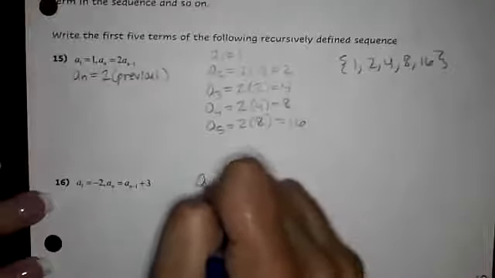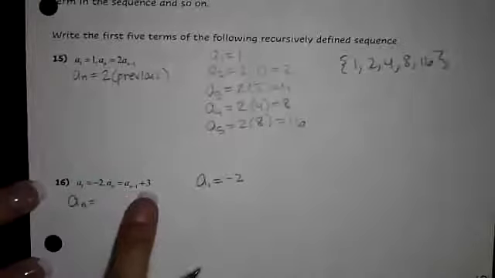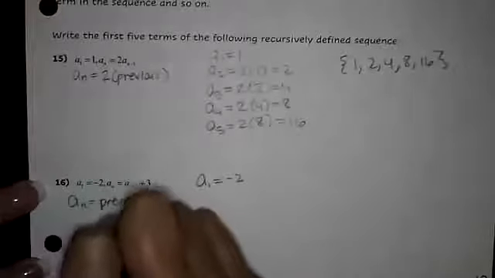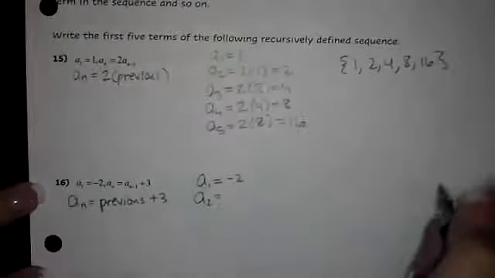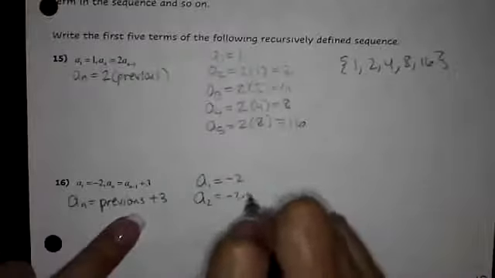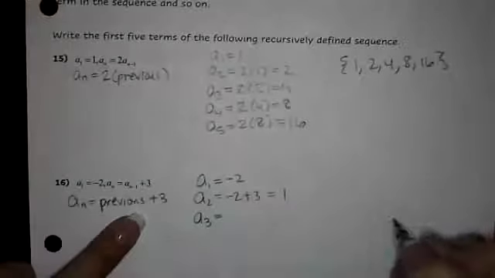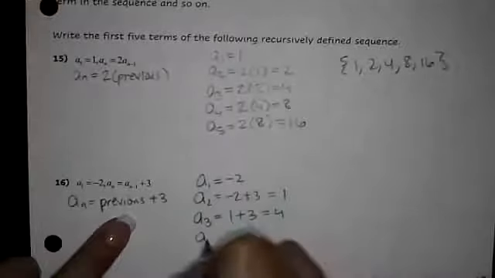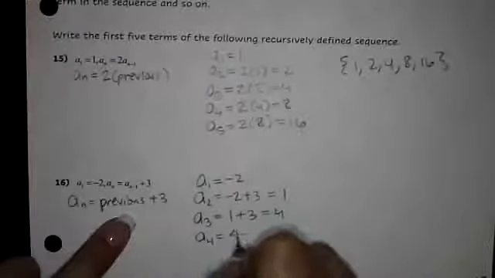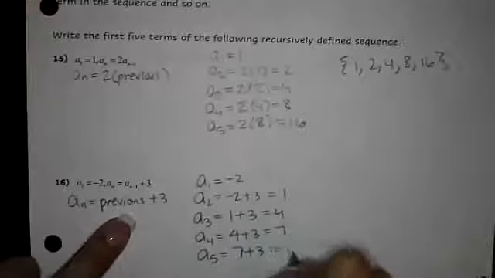It tells us that A1 is equal to negative 2. Now our new function, A sub n here, is going to be the previous plus 3. That's what that means there. Previous plus 3. So A2 is going to be our previous, which is negative 2, plus 3, which is 1. For my third term, I'm going to use the previous, which is 1, plus 3, which is 4. My previous, which is 4, plus 3, is 7. And for my last one, I use the previous plus 3, which is equal to 10.